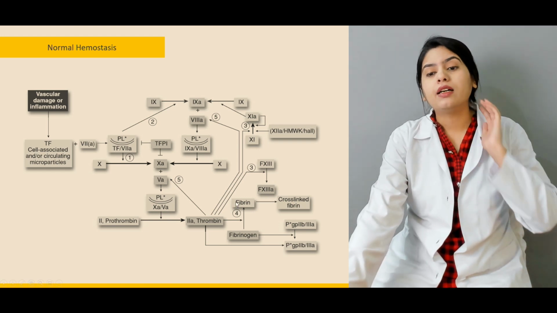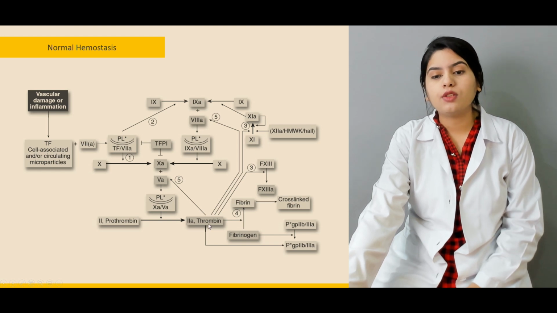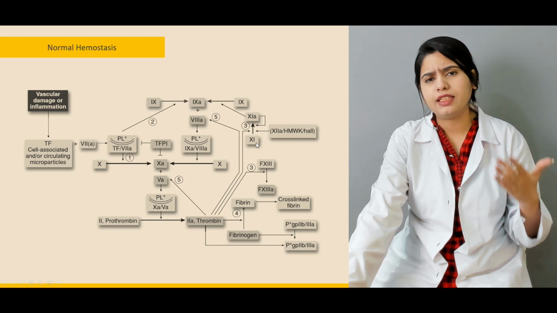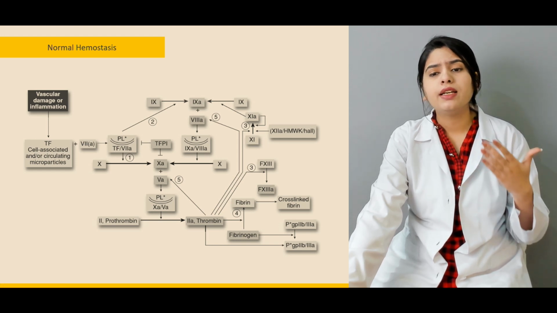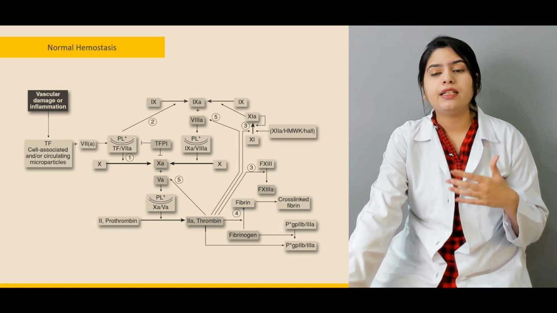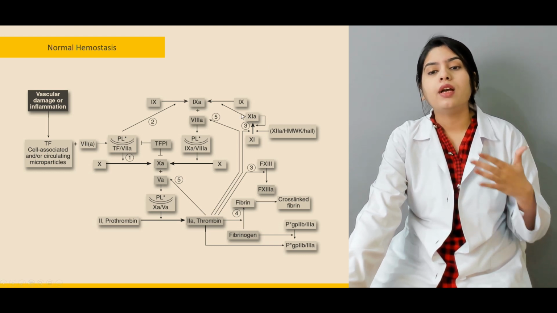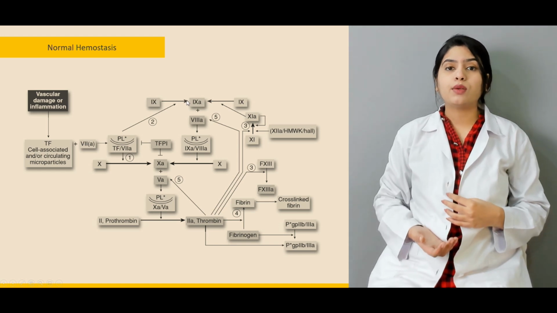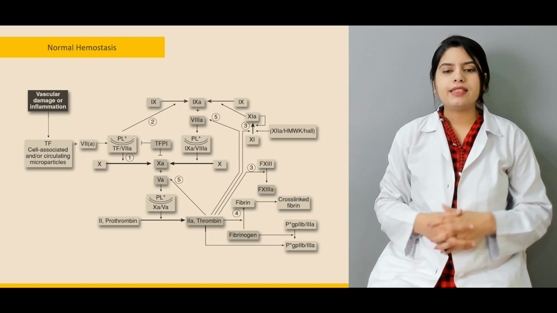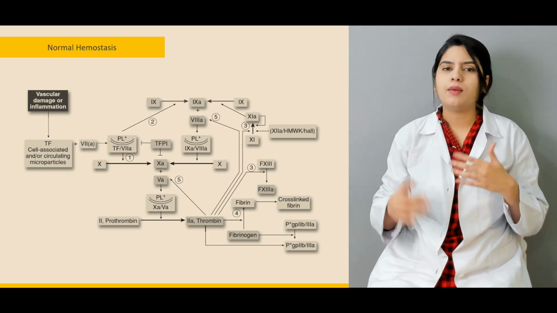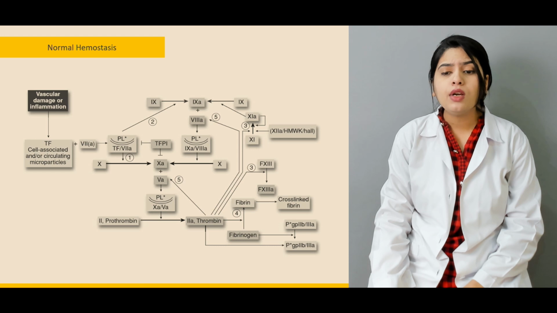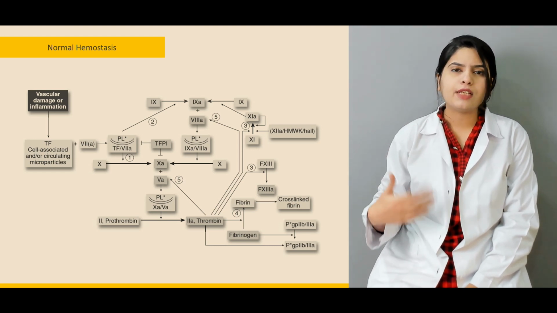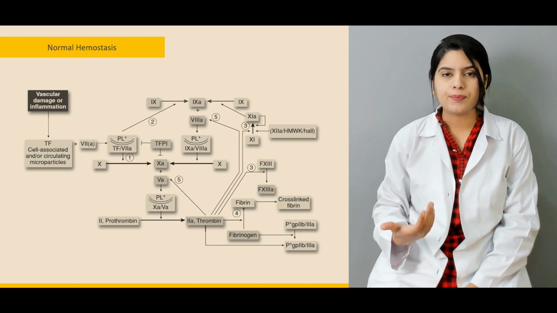Along with that, it also causes further activation of the coagulation factor 11 to 11A, and then 11A is again going to activate the factor 9 to 9A, and then there will be the formation of the complex, and this whole cascade process will continue. Now, through this whole mechanism, the clot is formed that will then heal the injured site.